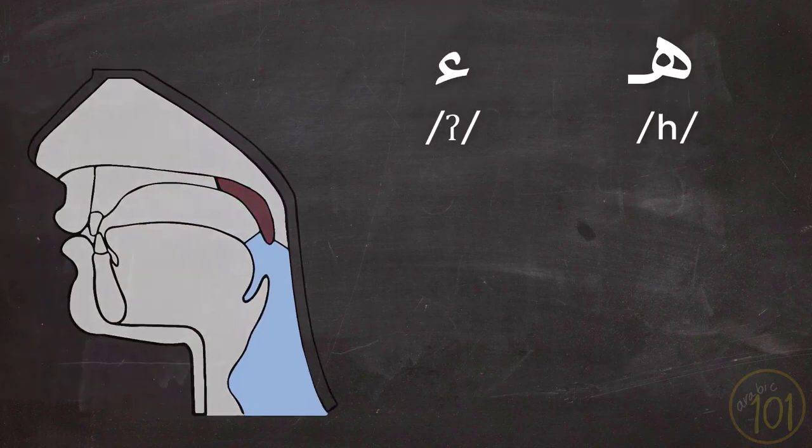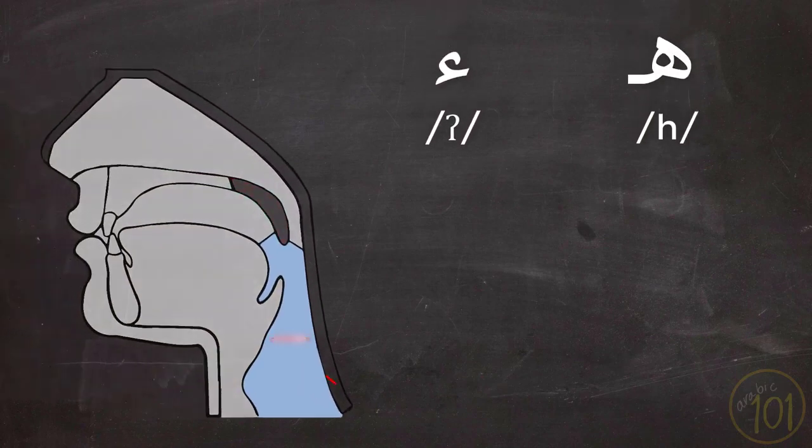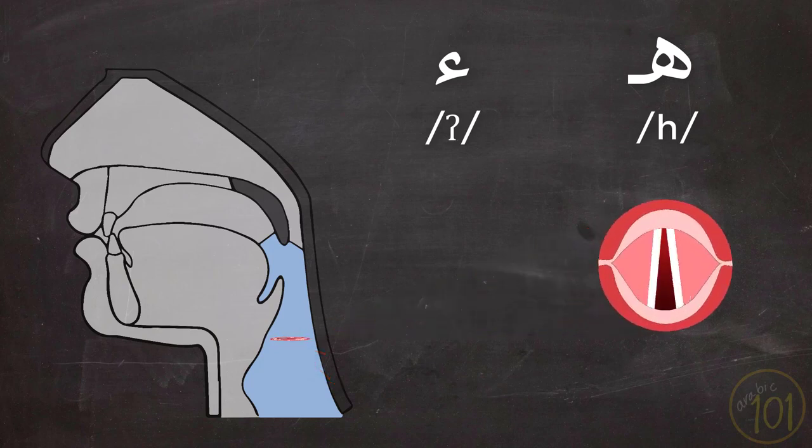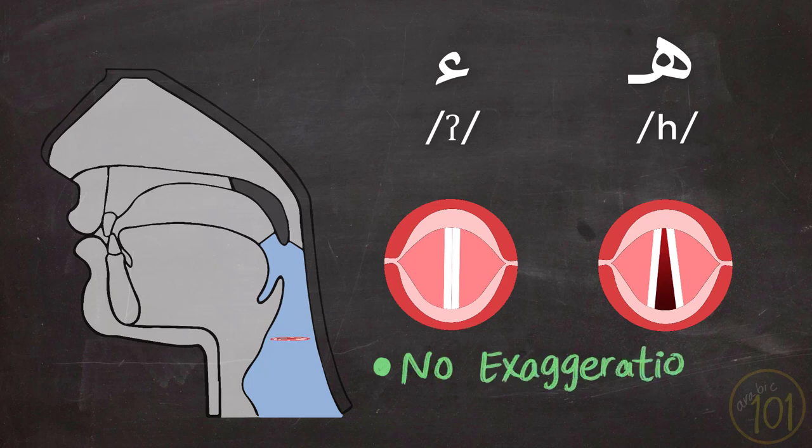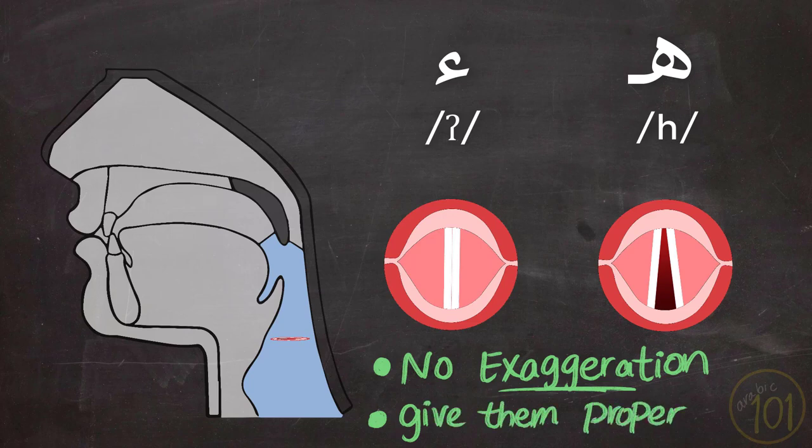So in a nutshell, the ha and hamza are produced at the vocal cords, which is found at the farthest area of the throat. With ha, you slightly close your vocal cords, and with hamza, you completely close them down. The most important piece of advice to get these sounds right every time is not to exaggerate producing these sounds while giving them enough attention, since while they might be easy to produce, they are also easy to overlook.